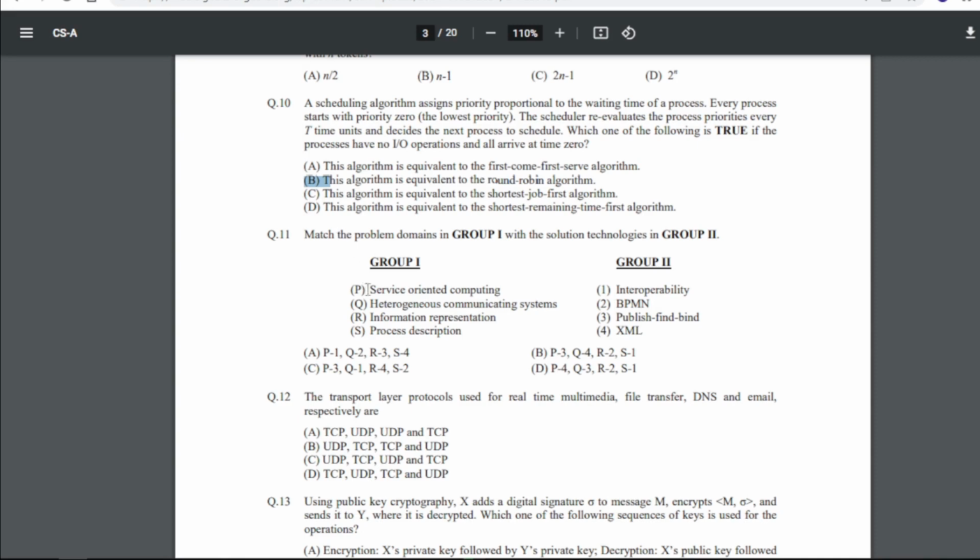Now 11 is, match the following domains in group 1 with the solution technologies in group 2. So if you see all these group 1 and group 2 and check the options, you will find the answer as C, that is basically service oriented computing belongs to publish, find, bind. Heterogeneous communication systems belong to interoperability, and information representation belongs to R4, that is XML, and process description belongs to 2, that is BPMN. So for this one our answer will be C.